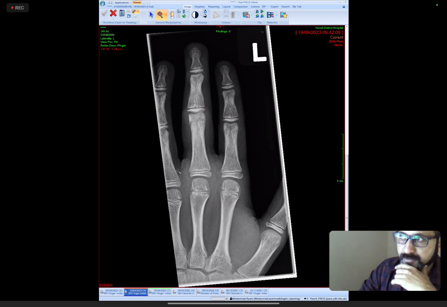Left middle finger, proximal phalanx. Okay. If you are missing the side, then probably you are going to lose your marks. We are going back to case number 9 now.